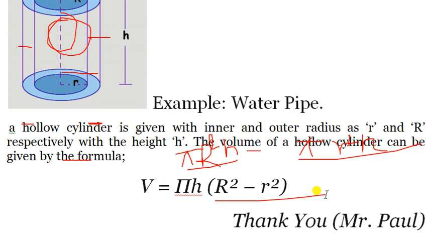So clear? In this way you have to remember the basic three formulas for the cylinder. Not only for the cylinder but for cone and sphere too: total surface area, curved surface area, and volume. One more time I am repeating here. Curved surface area of a cylinder is 2 pi rh. Total surface area of a cylinder is 2 pi rh plus 2 pi r square. Then the volume of a cylinder is pi r square h, and for a hollow cylinder it is pi h in bracket capital R square minus r square.